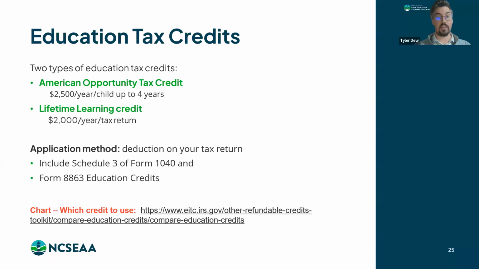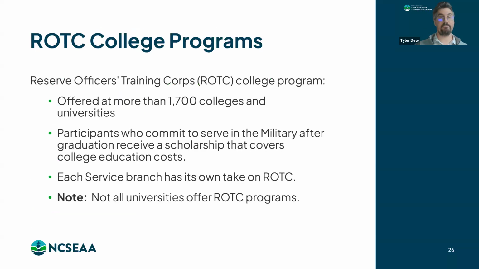So if you look at that chart at the bottom, feel free to take a picture of this link or copy and paste it into your browser. It's from the IRS. It shows you which credit option is right for you and if you could potentially qualify for this. But with claiming the benefit, you'll deduct the credit on your tax return, so it does require those extra forms.